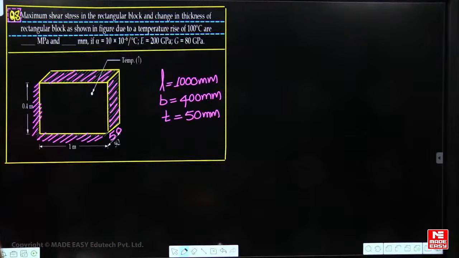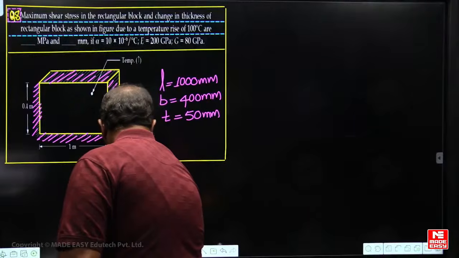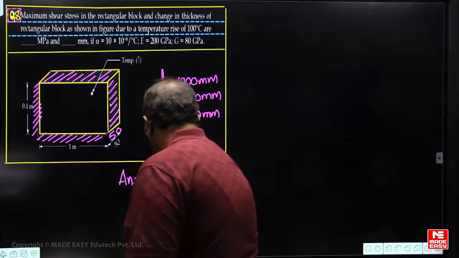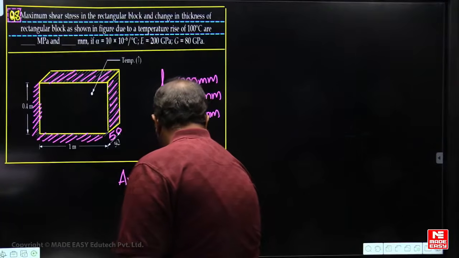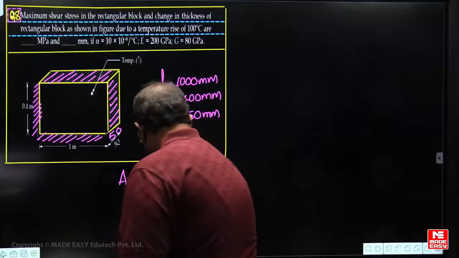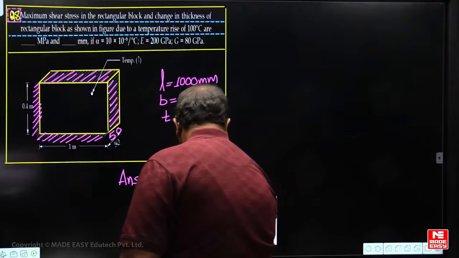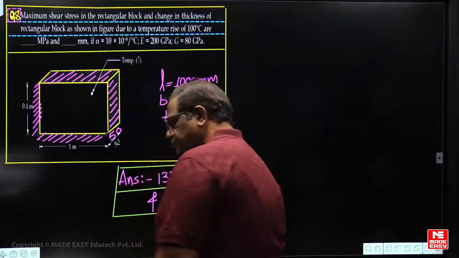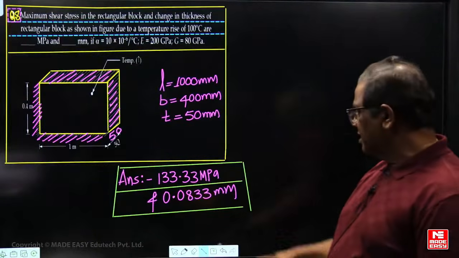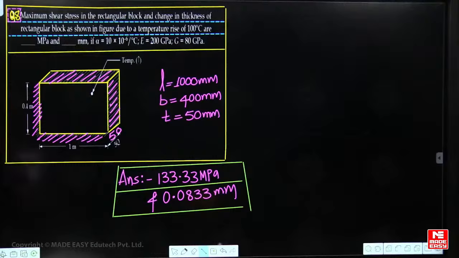So the answer for the given question is 133 point... and change in thickness is... So two friends have given what? McRock and another friend has given 200. No, 200 is not correct. No, 133.33. First, you have to find out the Poisson's ratio.